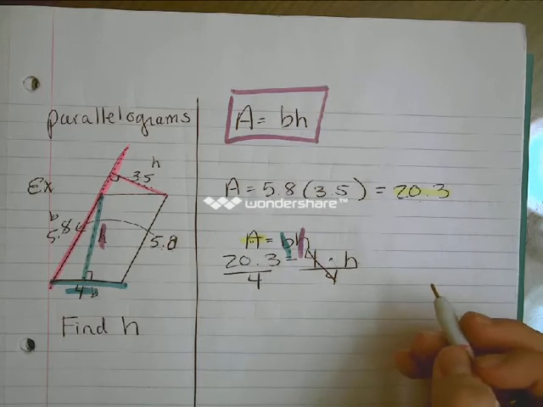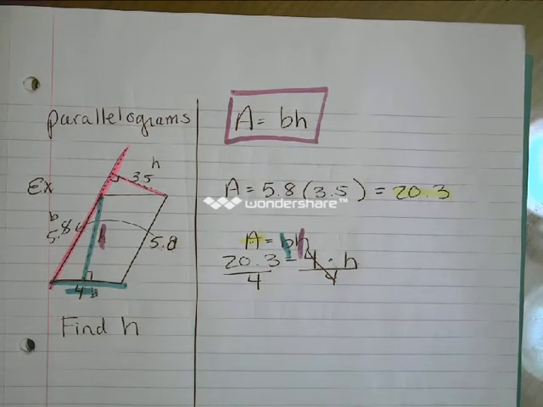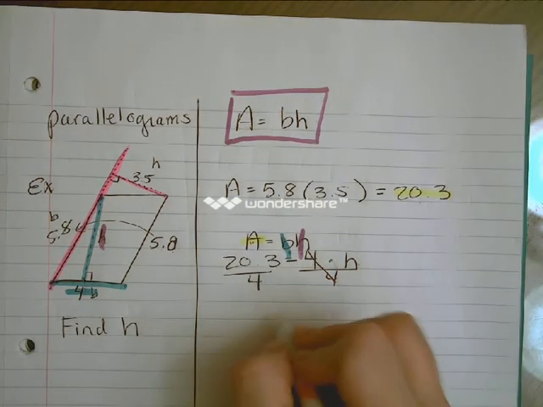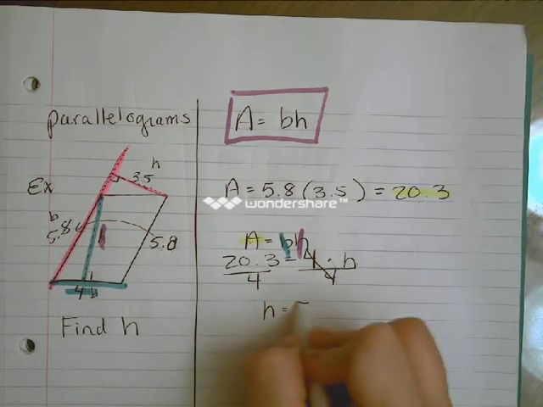I didn't have the answer written down here from my notes from last year, but I do have a calculator on me. Divided by 4. Leave it to a math teacher to have a calculator just sitting out handy. Okay, the height is 5.075. So that's one way you might be asked to do a parallelogram problem.